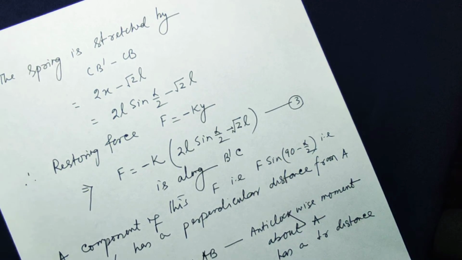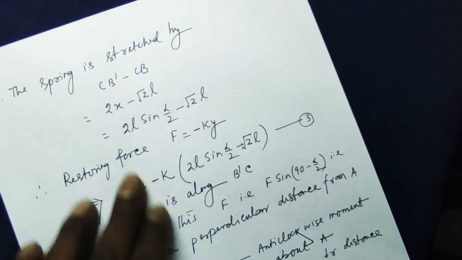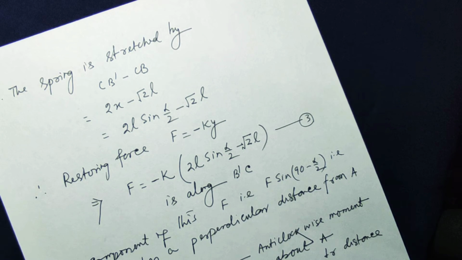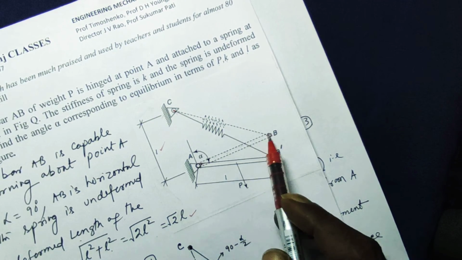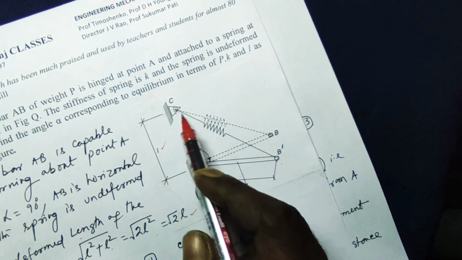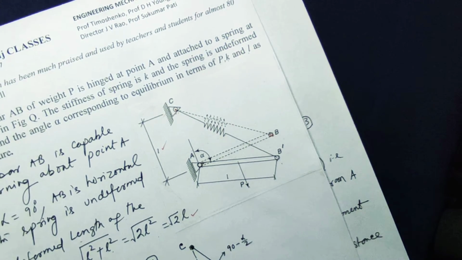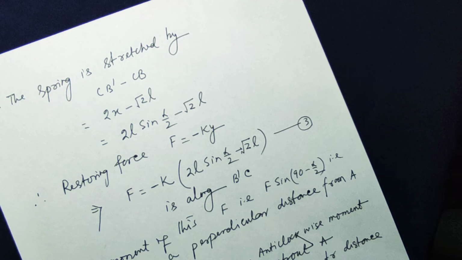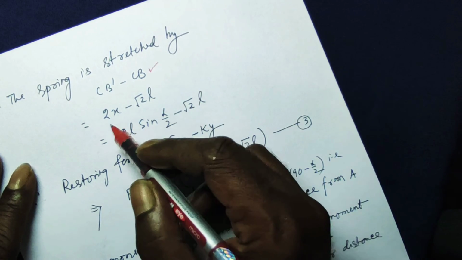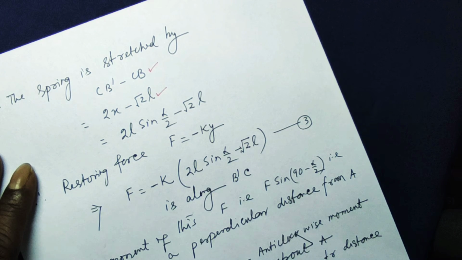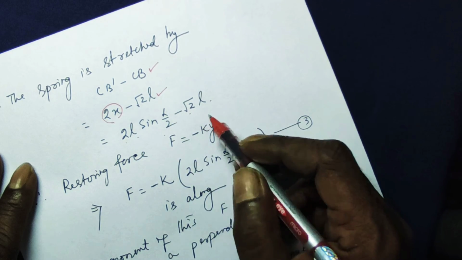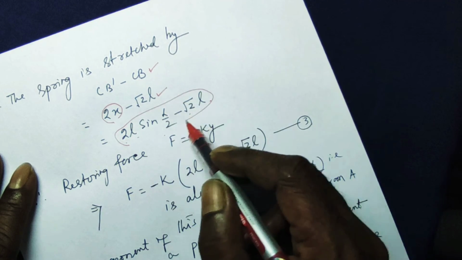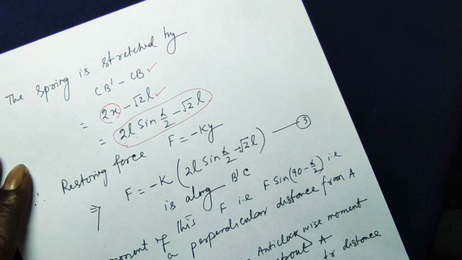Then by what amount has the spring been stretched? The spring is stretched by CB dash minus CB. CB dash we just calculated, and CB we had already calculated in equation 1. So the spring is stretched by CB dash minus CB, that is 2X minus root 2 times L. Now 2X I just calculated, so it is 2L sin alpha by 2 minus root 2 times L. This is the amount by which the spring has been stretched.